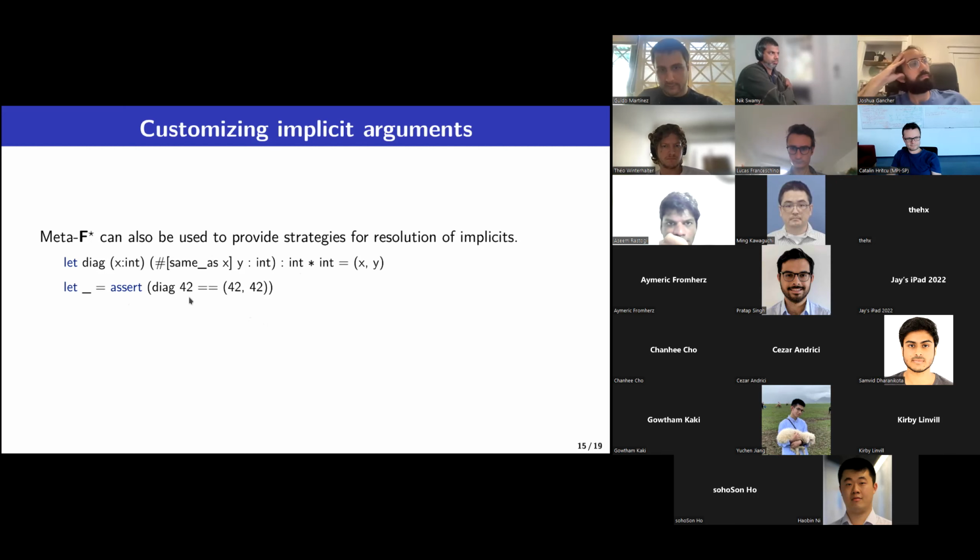So if you call dag 42, you get 42, 42. If you give it explicitly, then there's nothing to be solved, and you gave some other choice for it, and okay, then we do not run the tactic. But if F* cannot find the argument automatically by unification as usual, it will call the tactic and do something potentially custom with it. You can do anything you want here.